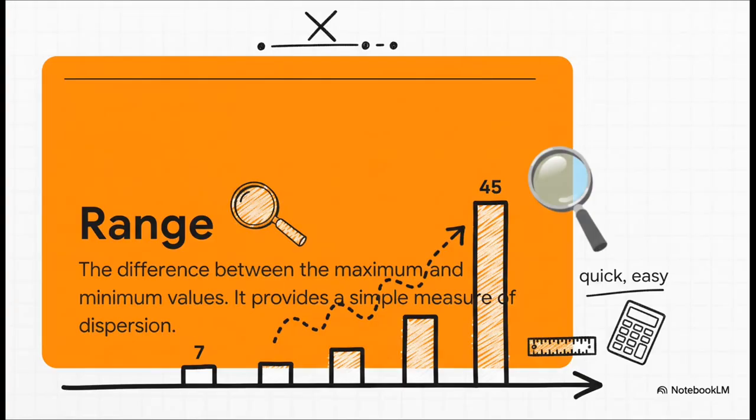The simplest, quickest way to measure spread is the range. You just take the highest value, which is 45 for us, and subtract the lowest value, 7. It's super fast, super easy. But here's the catch. It's also a bit basic. It only cares about the two extreme points, and it completely ignores everything happening in the middle.